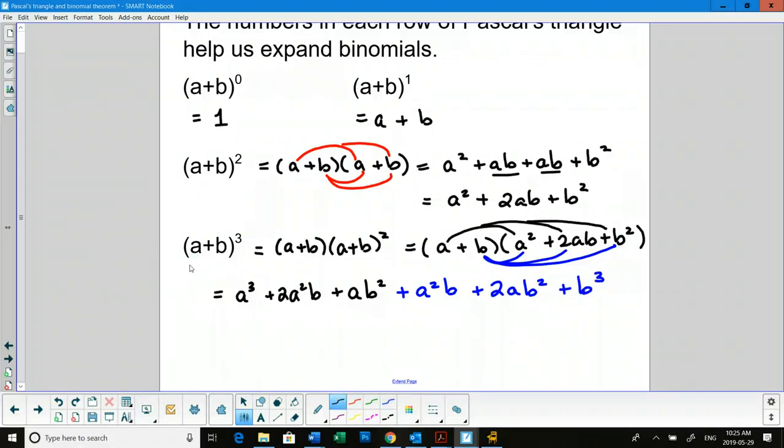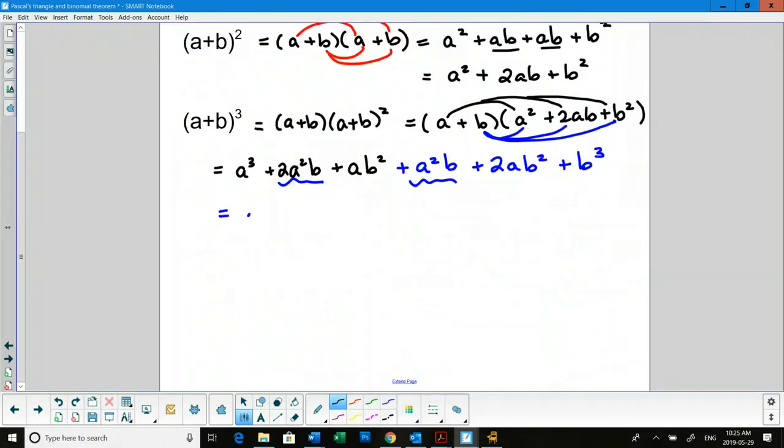Okay, gather up your like terms. So I have a squared b, plus another a squared b. That gives me 3 of them. And then I also have 1 ab squared and 2 ab squareds here. That gives me 3 ab squareds. And then I just have that b cubed there.